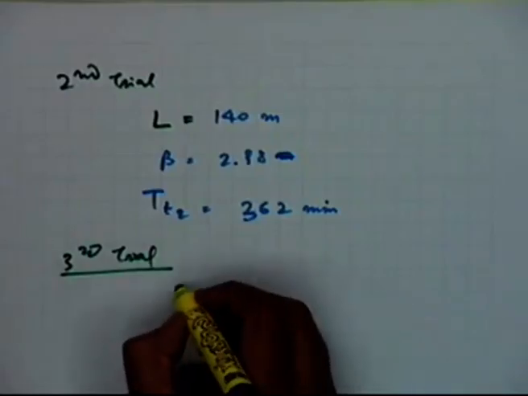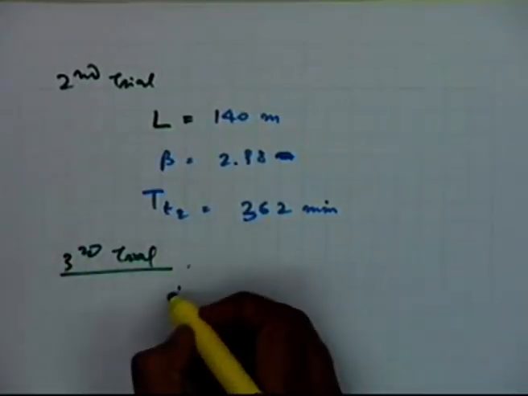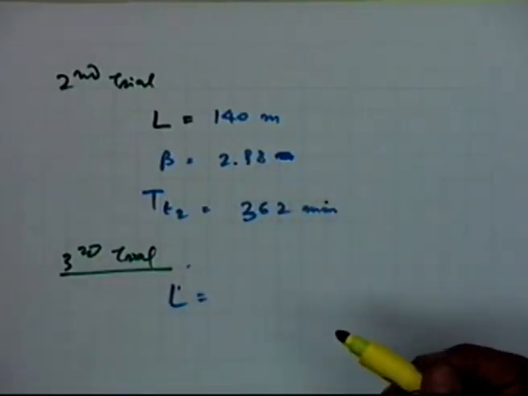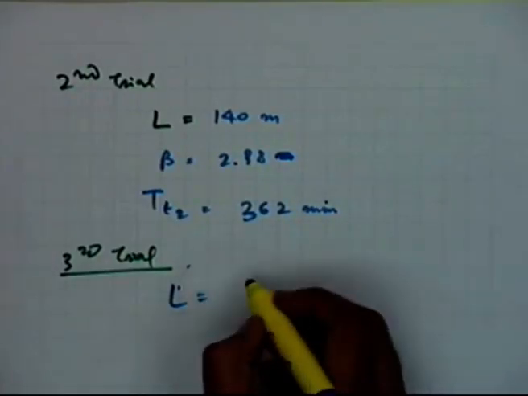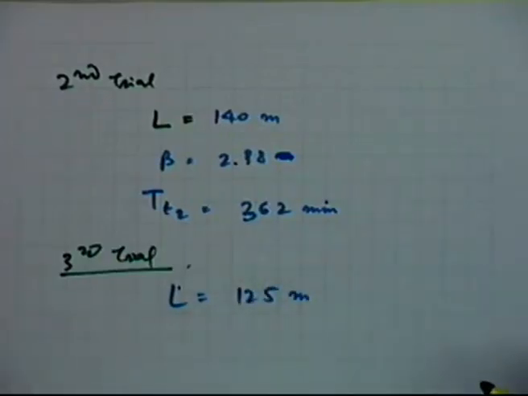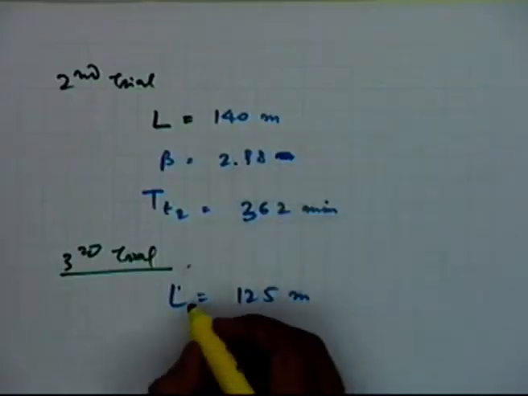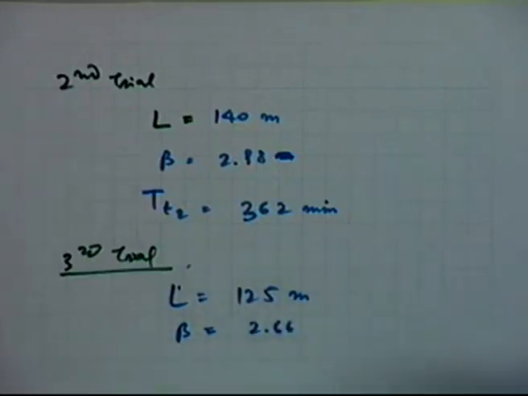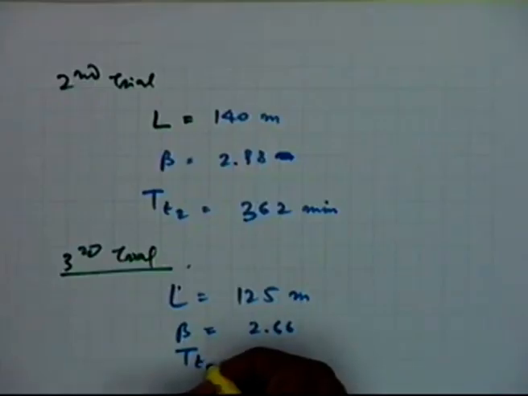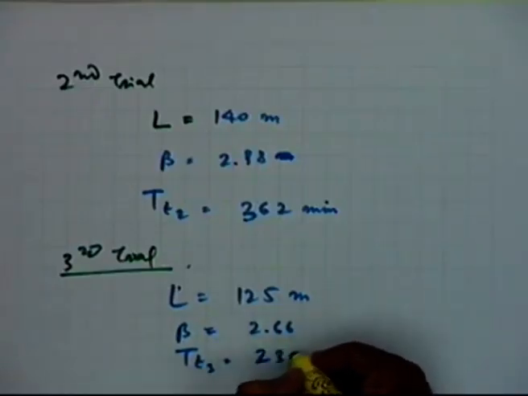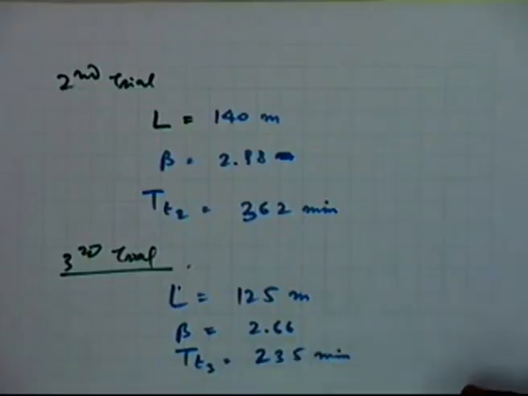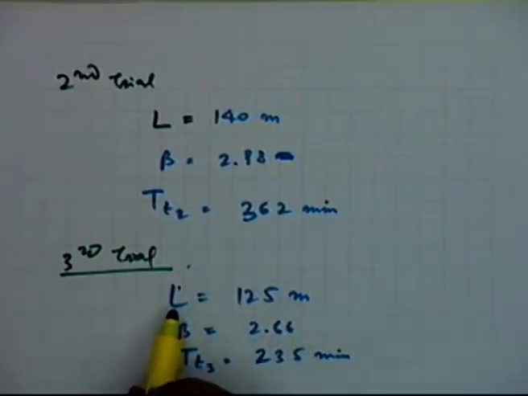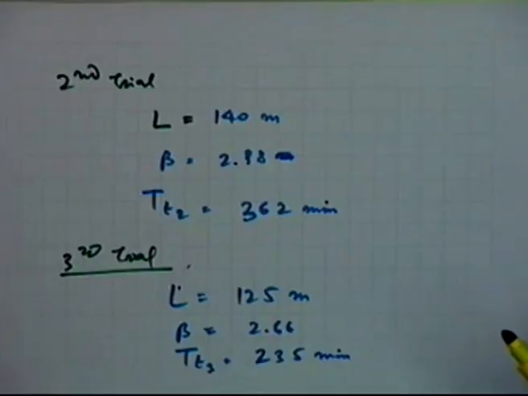Take a third trial where you improve upon the length, and you feel that you have taken a length which is more than the desirable. You can take it to be less than the previous case and have another iteration where this case beta is 2.66 and the advance time works out to be 235 minutes. Now this advance time versus the length combination falls quite close to the Q maximum.